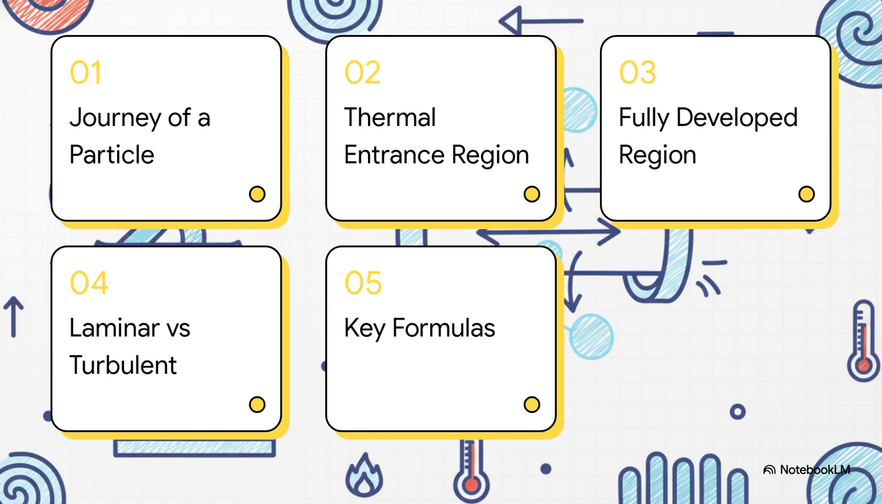We've got 5 key stops. First, we'll track the journey of a particle. Then we dive into the thermal entrance region, followed by the fully developed region. After that, we're comparing laminar versus turbulent flow. And finally, we'll lock down those key formulas you absolutely need for your exams.